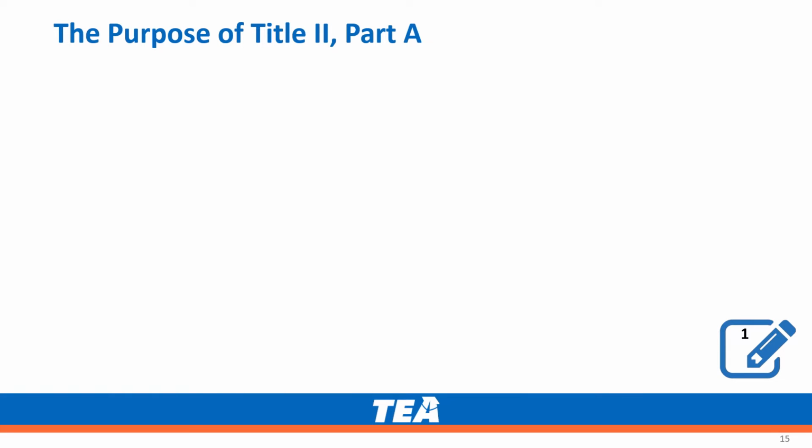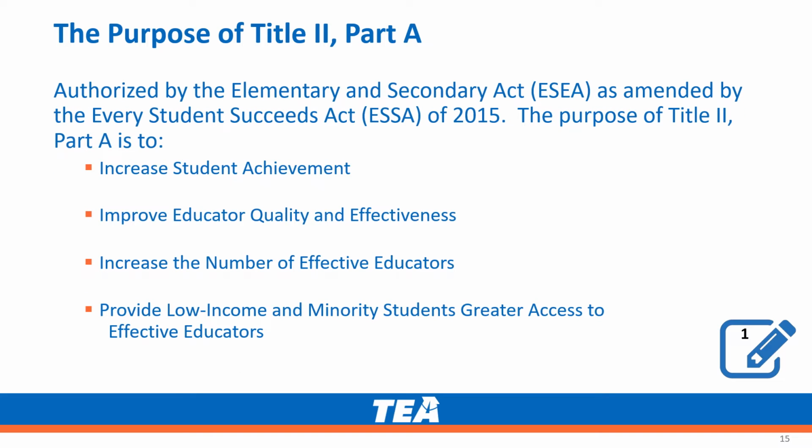The purpose of Title II Part A is to provide grants to state educational agencies and subgrants to local education agencies to increase student achievement consistent with the challenging state academic standards, improve the quality and effectiveness of teachers, principals, and other school leaders, increase the number of teachers, principals, and other school leaders who are effective in improving student academic achievement in schools, and provide low-income and minority students greater access to effective teachers, principals, and other school leaders.